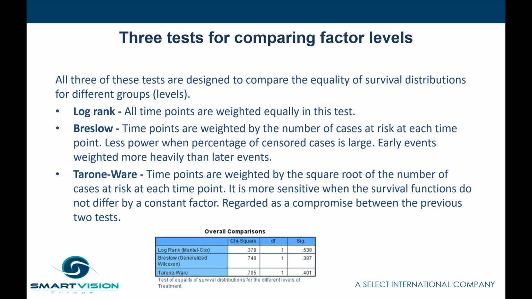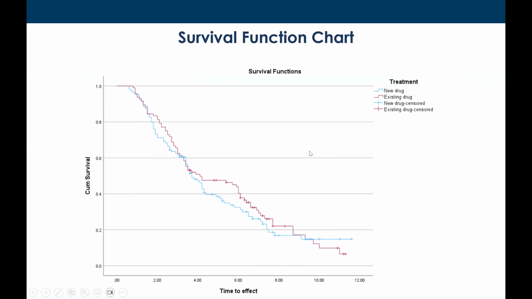So you have a smaller standard error. It's paying attention to the fact that you've got a lot more data. Log rank doesn't pay any attention to that. And Tarone-Ware, time points are weighted by the square root of the number of cases. Basically, it's regarded as a compromise, these two. So Tarone-Ware is a good one to start with. The point is that they give similar results: none of the treatment outcomes are statistically significantly different from one another.